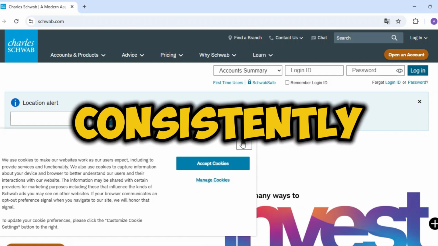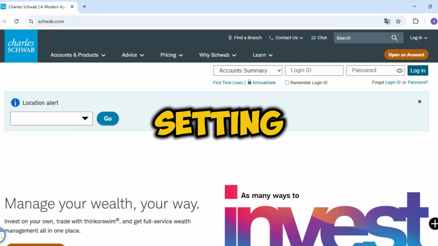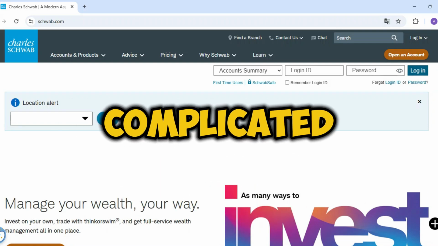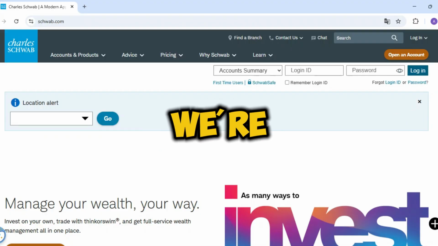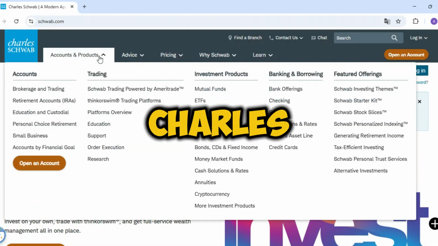Want to build wealth consistently without thinking about it? If setting up automatic investments seems complicated, you're not alone. Today, we're creating automatic contributions at Charles Schwab.